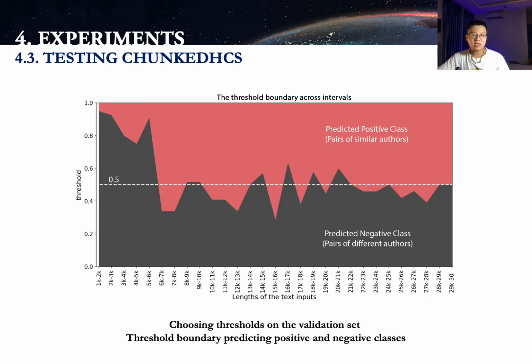Within the scope of this study, accuracy is the main classification metric quantifying how well ChunkedHC identifies pairs of similar authors. This is the basis for choosing the decision threshold, where the accuracy score is maximum on the validation set. This figure indicates how the threshold value changes across the text length. For the interval between 1 and 6,000 characters, the decision threshold is larger than the other threshold values. For longer text, the threshold value seems to approach a common threshold value of 0.5.